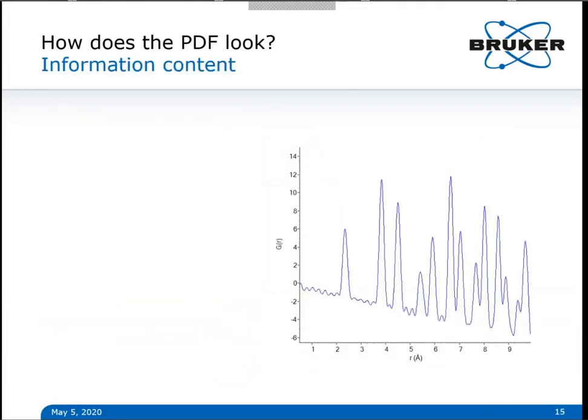Now, of course, in a real sample, we're dealing with many more atoms. So it's more convenient, although perhaps a little less intuitive, to look at what we call a reduced PDF. The function is subtracted by the average number density of the sample, which causes it to oscillate around zero. The details aren't important, but it is important to understand how the PDF looks.